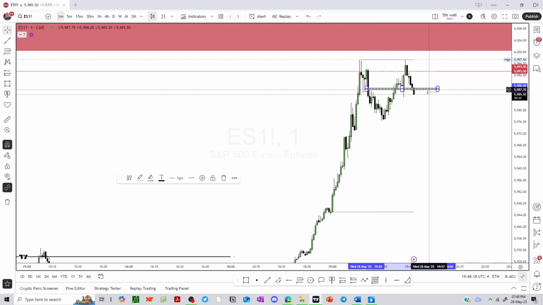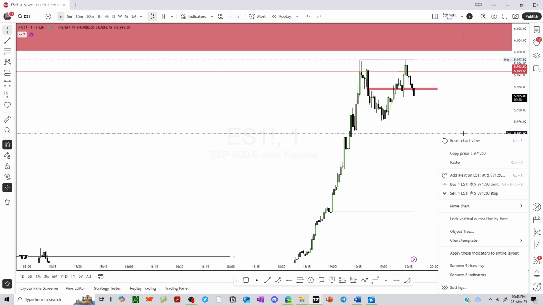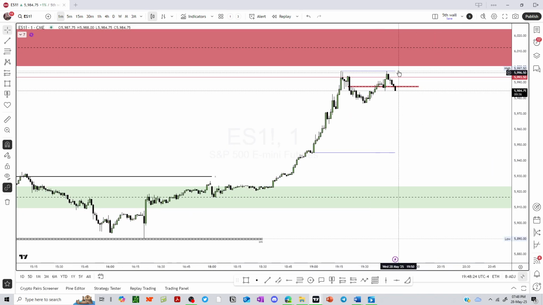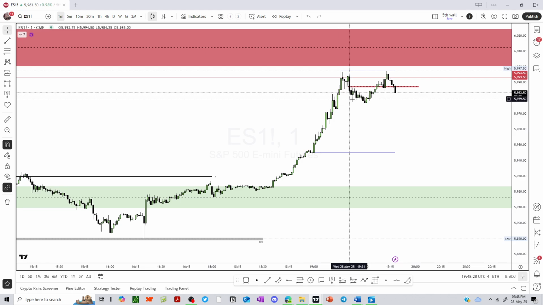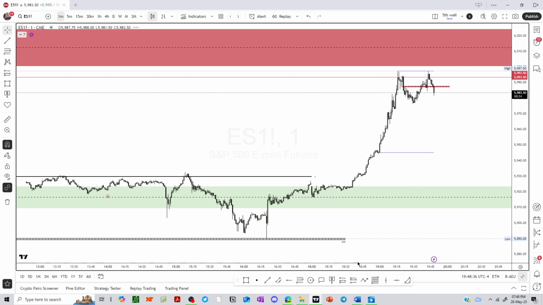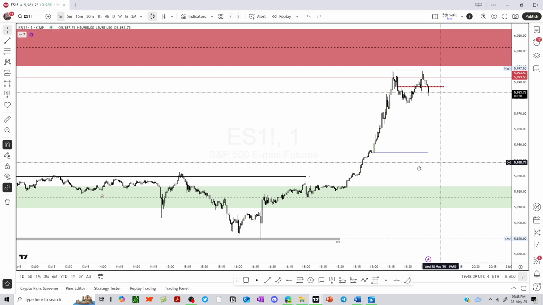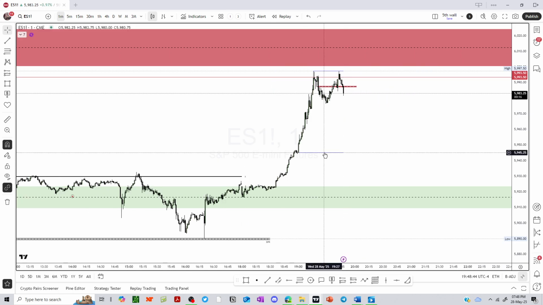So we have this. We want to see if price is going to hold below that. And ideally break this, then probably do a retracement, but we'll see. We'll see. This is the 4-hour level, and we want to see if price is going to hold, if it does go down there. So yeah, that's all I have.